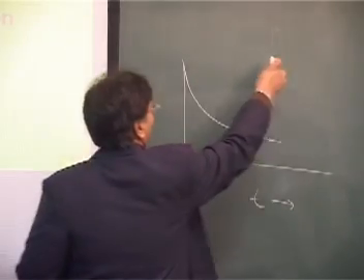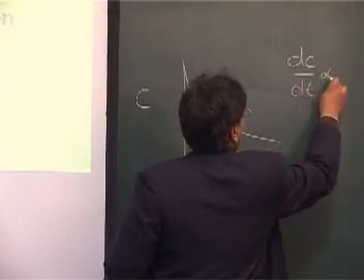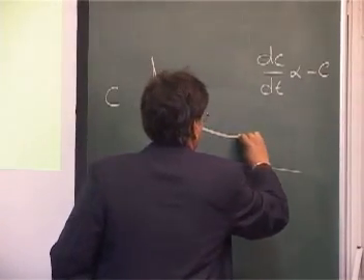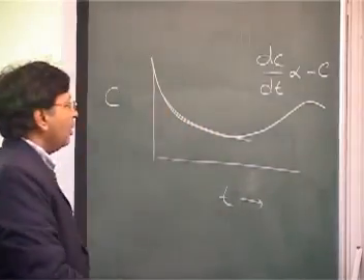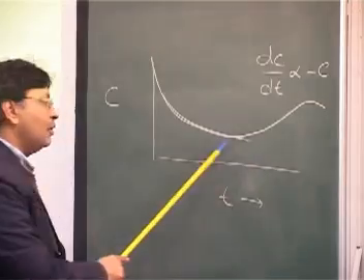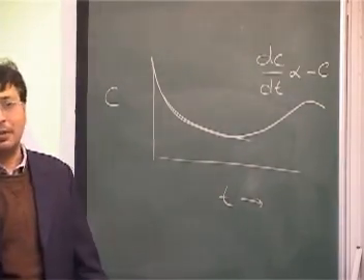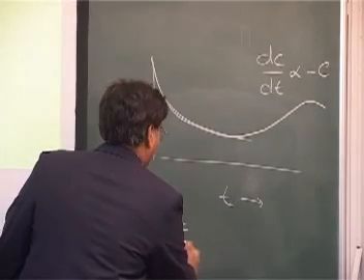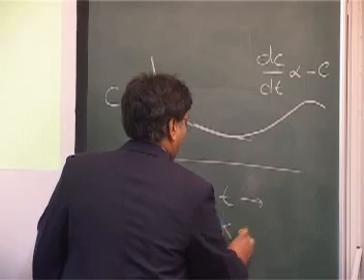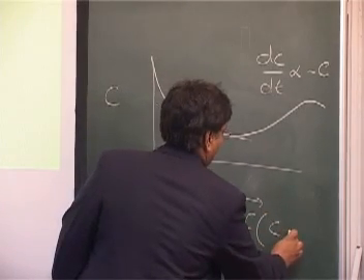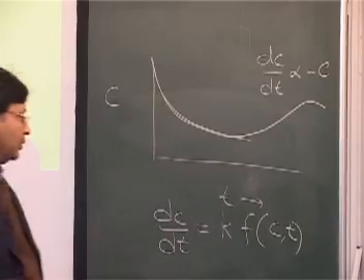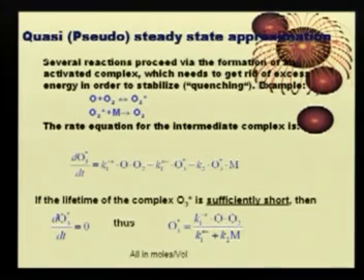Suppose the curve was like this. Then obviously the dC/dt, the function of this curve, will be different. It may not be very easy to write the function, that is a different thing. But you should be able to write dC/dt as a constant or some function of C and t. That's all you need. And don't forget that we are all referring to moles per volume.